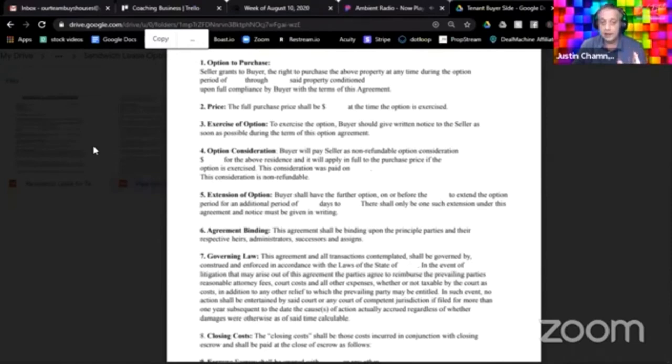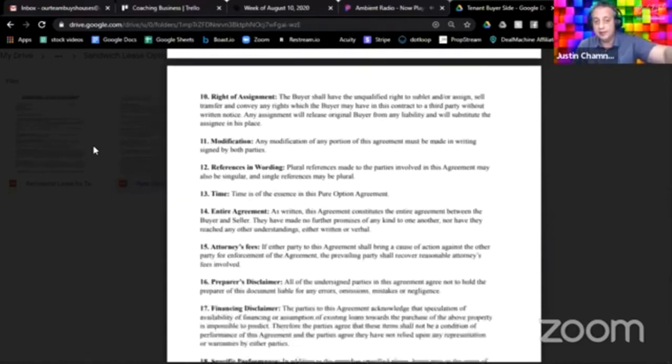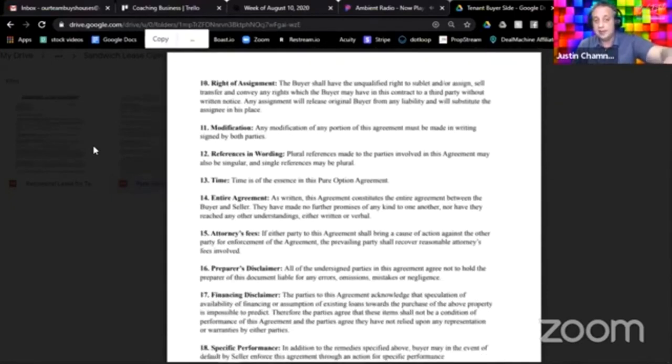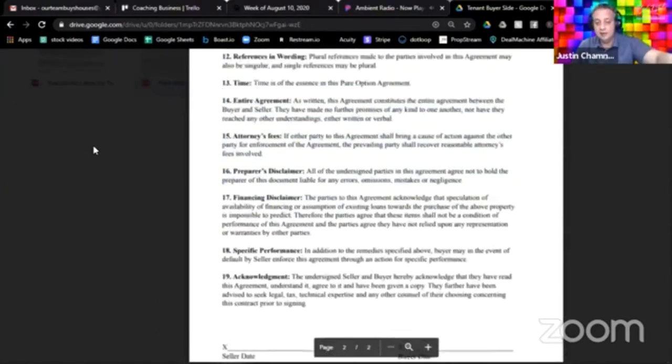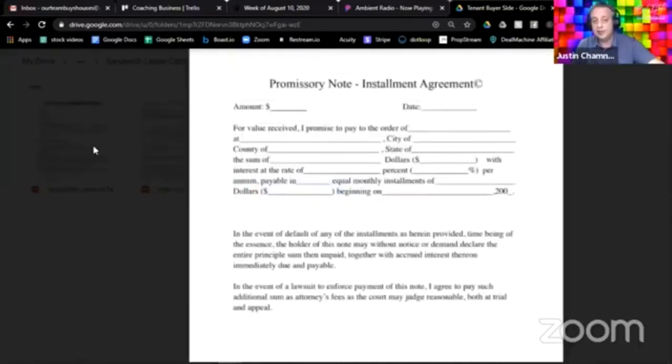Now, the rest of this you can see is pretty standard boilerplate stuff. Right of assignment, number 10. You'll probably want to change this because you don't want your tenant buyer having the unqualified right to sublet or assign. I would recommend changing this. That's it. Now, there's a couple other documents here I want to share with you, just so you can have them in your toolkit.